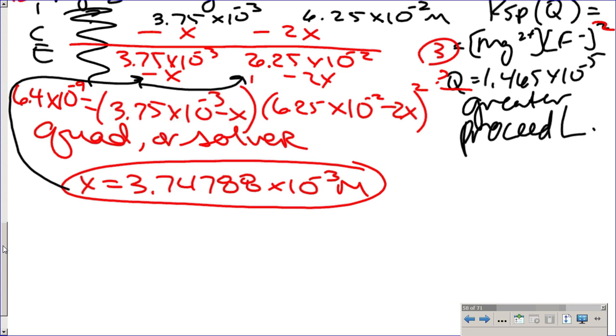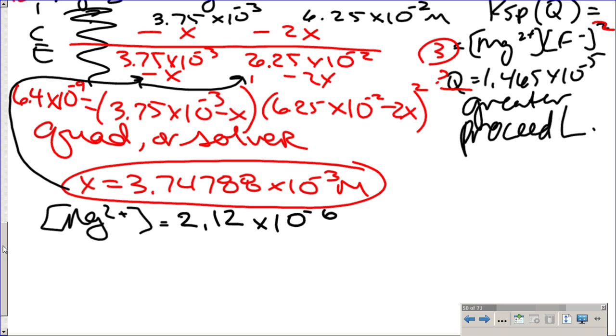Okay, that's x. I put it in my solver and I got 3,750. You forgot a negative or something someplace. I forgot the negative, yeah, that's what it was. I do that all the time. So when you plug it back in, for magnesium, 3.75 times 10 to the negative 3 minus x, you get 2.12 times 10 to the negative 6 molar, and you get fluoride to be 5.50 times 10 to the negative 2 molar.